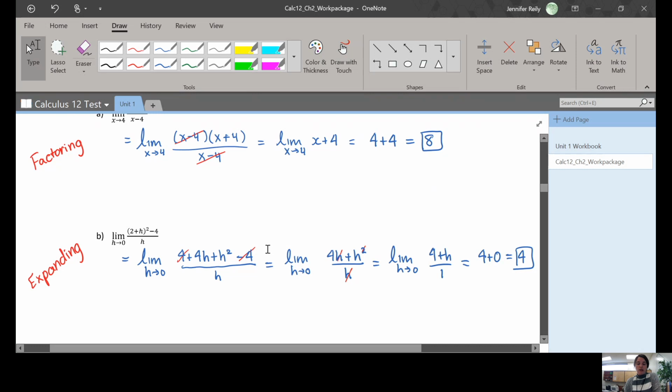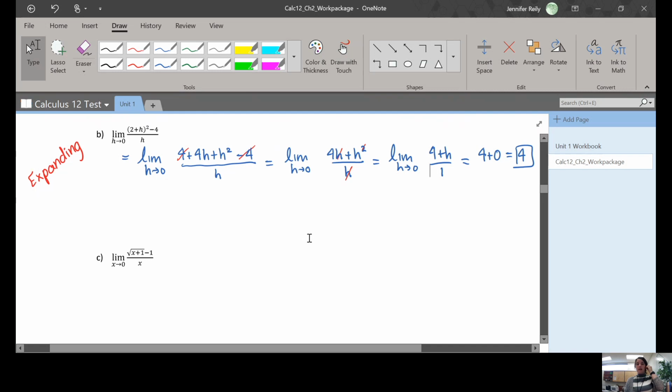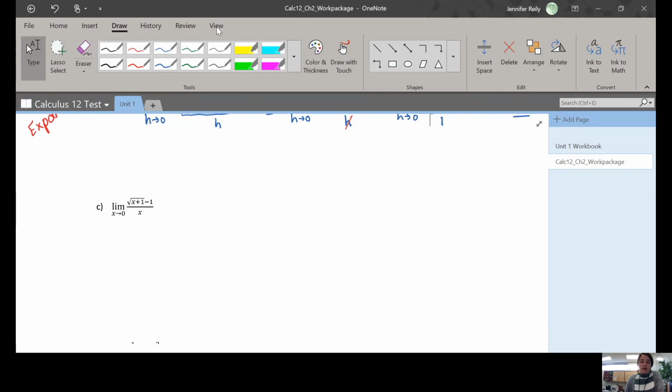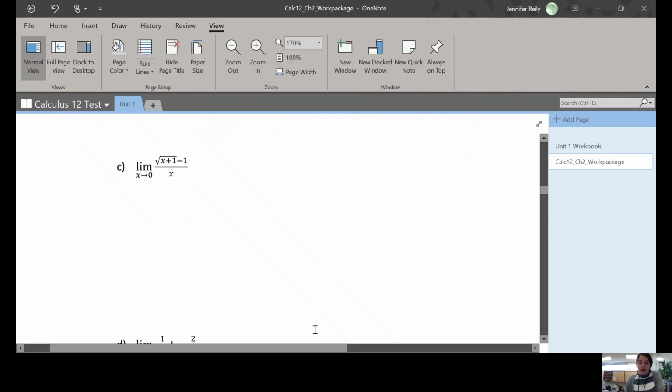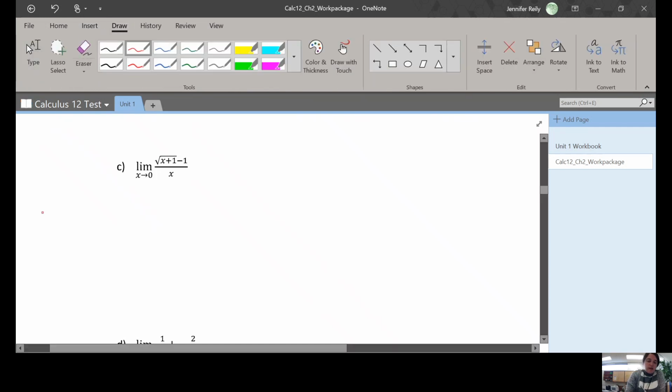Okay, next strategy is going to be a little bit different. The strategy you'll use if you see square roots. Okay, so in this case, we cannot plug in x equals 0 because we'll have a 0 denominator. So we have to try something else. I'm going to zoom in a little bit. If you have square roots, you're going to multiply by what's called the conjugate. So I'm going to write the strategy on the side. Multiply by conjugate. And again, you want to use this strategy when you see a square root, typically.